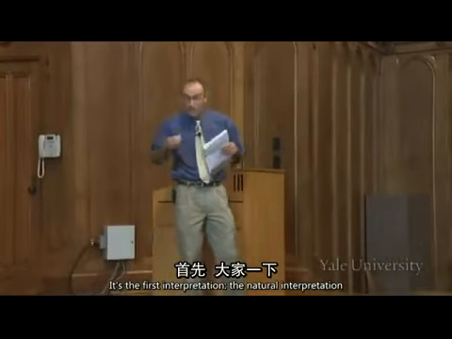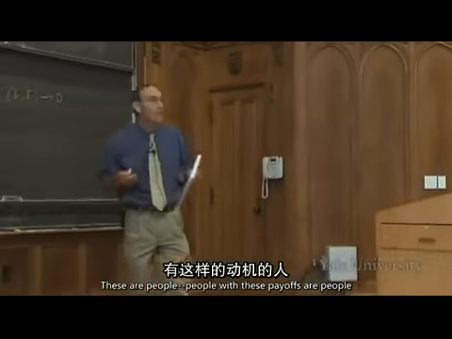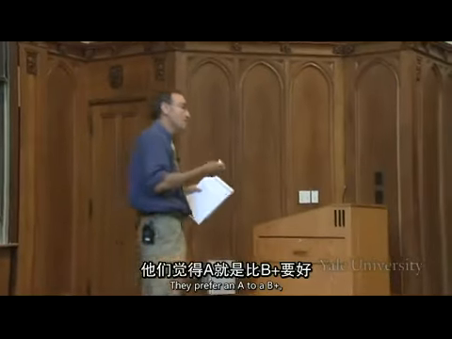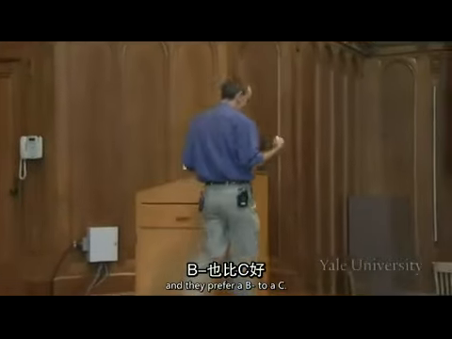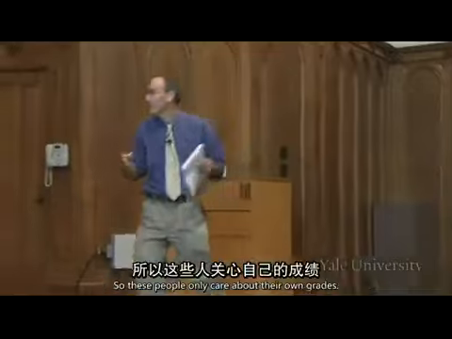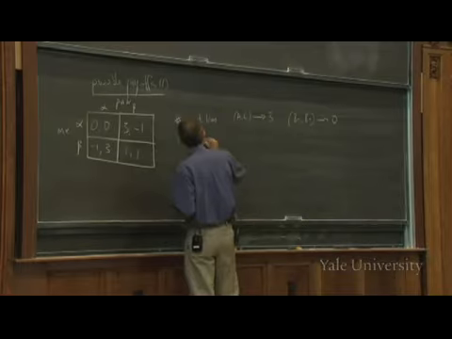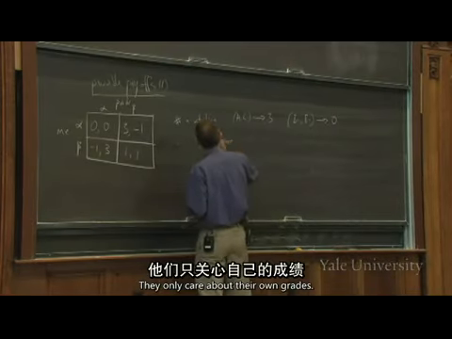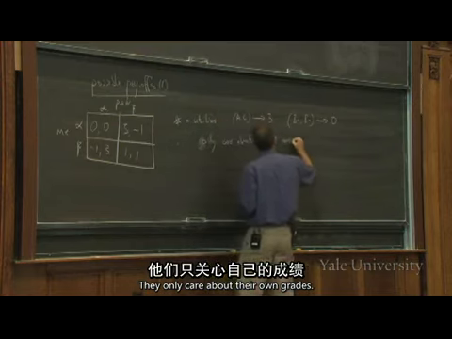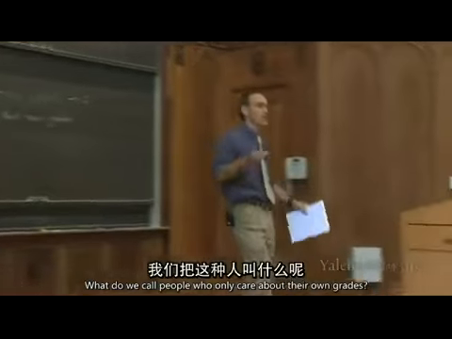This is the first interpretation, the natural interpretation that a lot of you jump to straight away. People with these payoffs are people who only care about their own grades. They prefer an A to a B+, they prefer a B+ to a B-, and they prefer a B- to a C. I'm hoping I've got the grades in order, otherwise it's going to ruin my curve at the end of the year. So these people only care about their own grades. What do we call people who only care about their own grades? What's a good technical term for them?